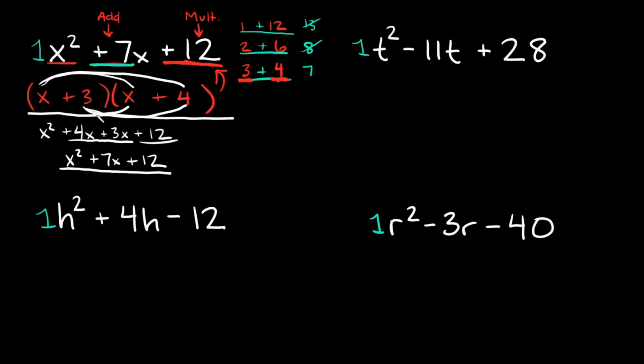So this, again, would be your answer, x plus 3, x plus 4. Okay, so not too bad, right? Let's go to this next example right here. So t squared minus 11t plus 28.